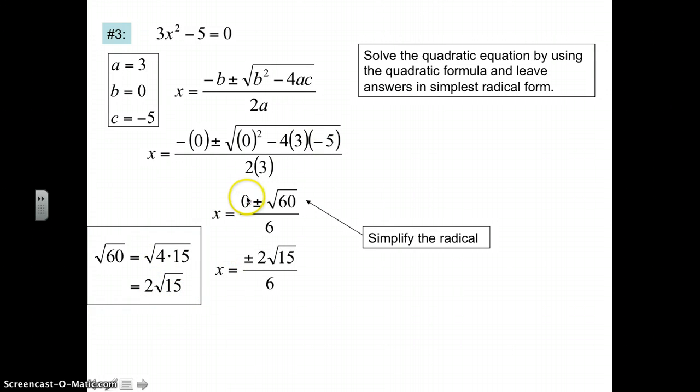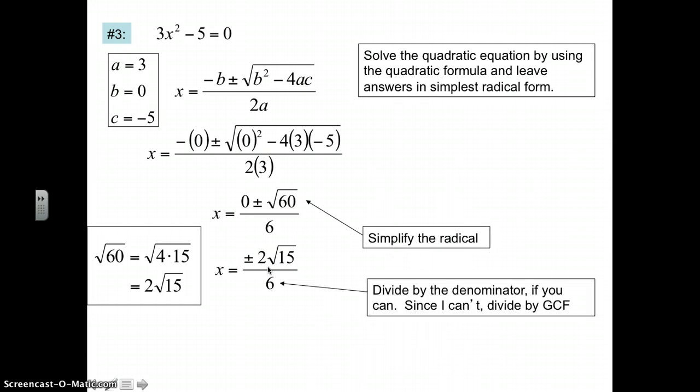This becomes, well, we don't care about 0 because if we add 0 to anything, it's the same thing. So I just leave it as plus or minus 2 radical 15 over 6. Good. Divide it by the denominator if you can. Since I can't, I divide by the GCF. I just reduce this. 2 goes into 6 3 times. So I have plus or minus square root of 15 over 3. And that's my final answer. Those are my roots. Okay?